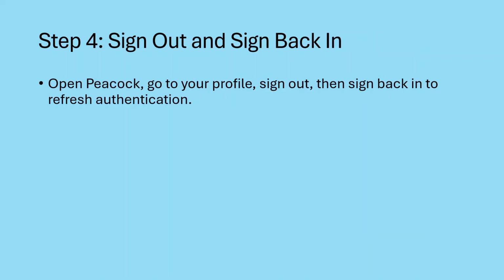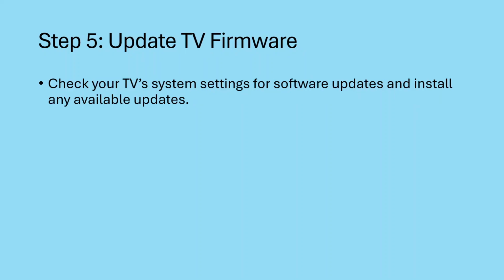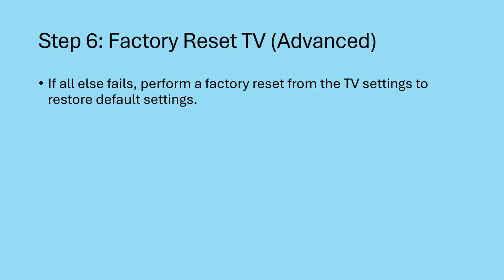Step 4. Sign out and sign back in. Open Peacock, go to your profile, sign out, then sign back in to refresh authentication. Step 5. Update TV firmware. Check your TV system settings for software updates and install any available updates.